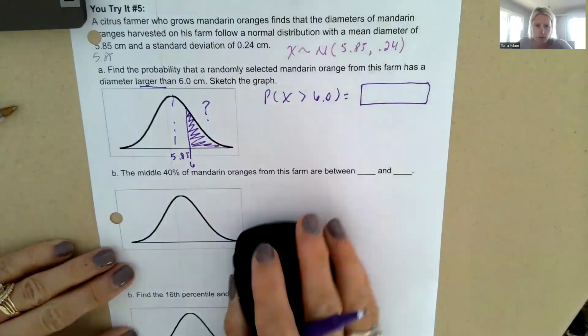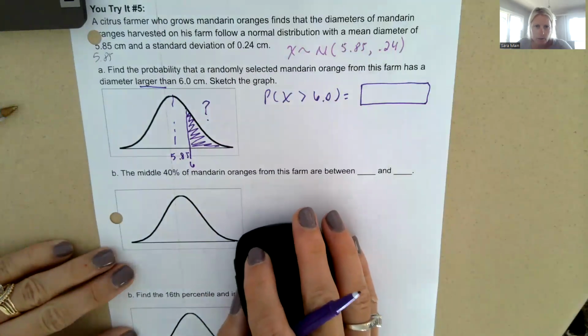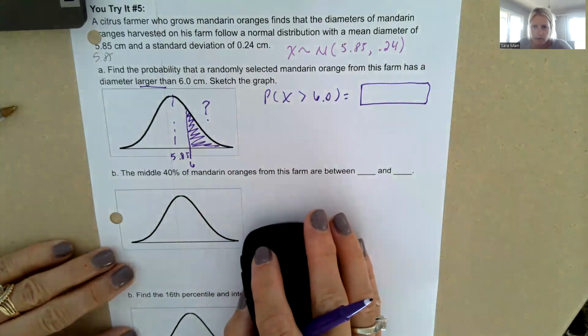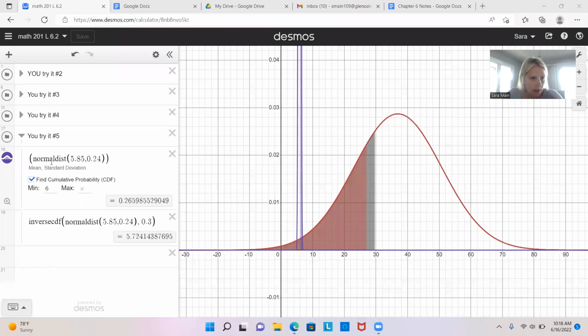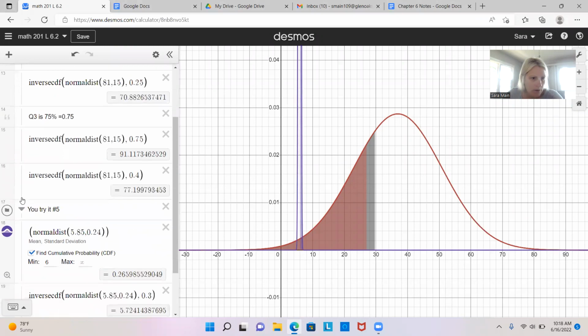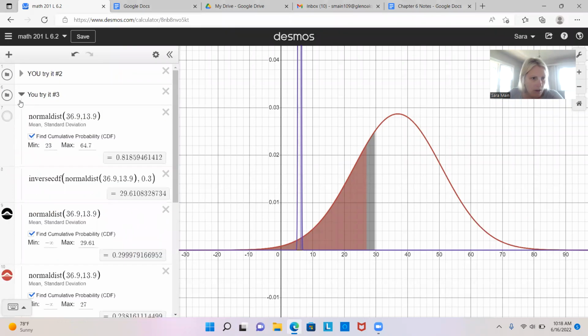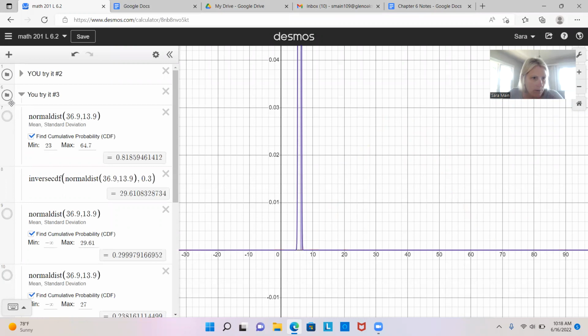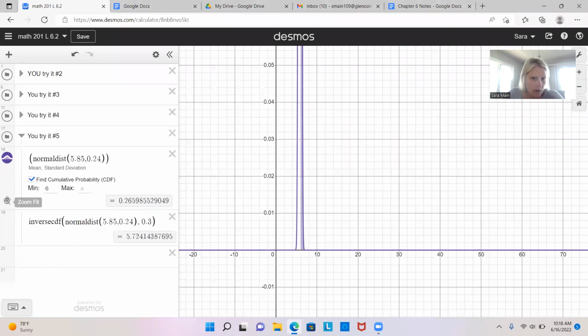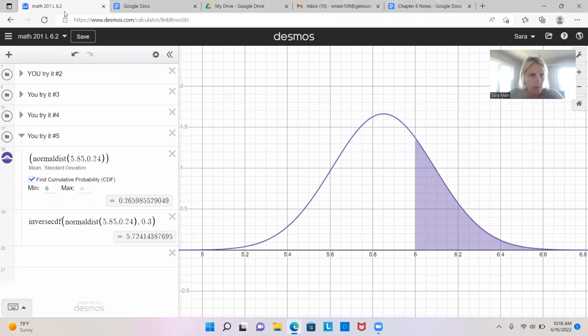Okay, so let's go and find that in Desmos. So I have my normal distribution. I'm doing 6 to infinity right here, and it's on my graph. And I have to turn off my graph from this. Oh, I've got some other graphs turned on here. There it is. This is what we're looking for. So the answer is 0.26598, so we'll say 0.266.